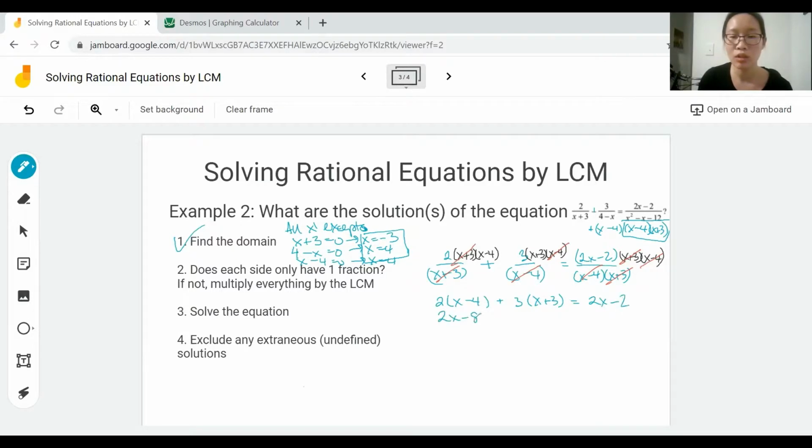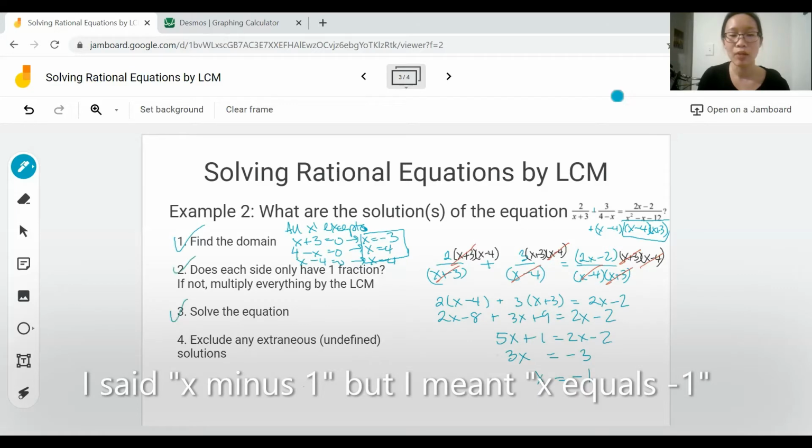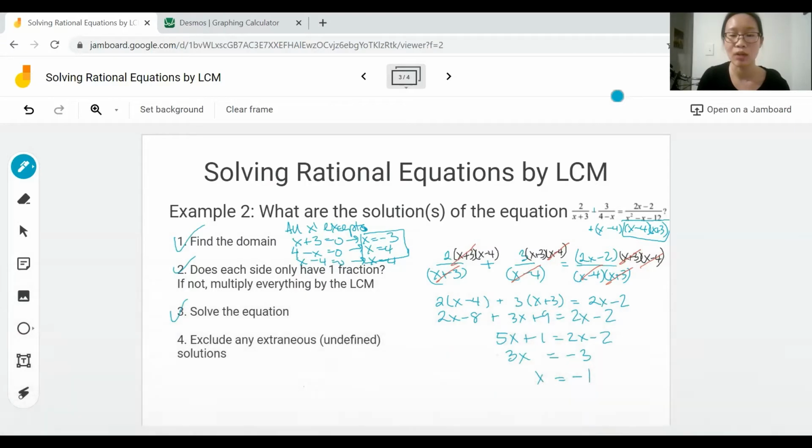I'm going to distribute using the distributive property. Then I'm going to move all my x's to one side. So on my left, I have 5x plus 1 is equal to 2x minus 2. And then subtracting 2x from each side, I get 3x on the left. Subtracting a 1 on each side gives me negative 3. So that means my final answer is x equals negative 1. Now that I've solved the equation, I have to check if x equals negative 1 is an excluded value. And because it's not, that means I can keep it. And my solution is x equals negative 1.